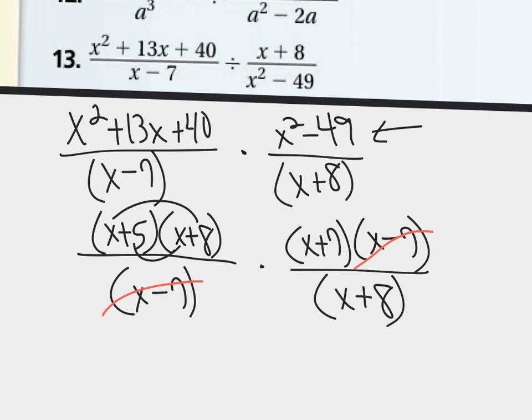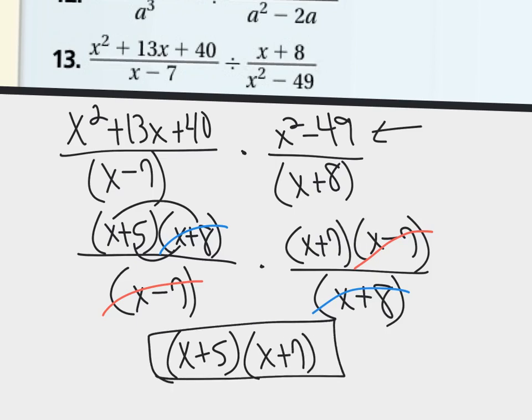Again, we don't have to worry about excluded values, so we can just start reducing like factors. And then we are left with x plus 5 times x plus 7. Or if you have x plus 7 times x plus 5, that would work also.